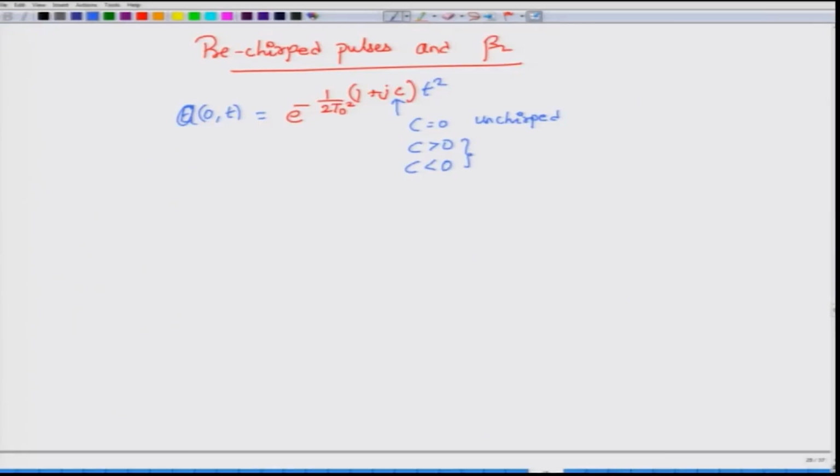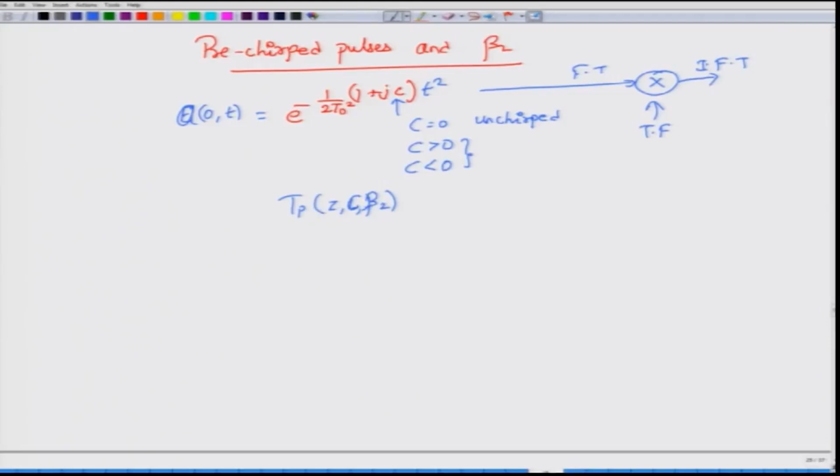The mathematical details are essentially the same. You have to take the Fourier transform of this one and then multiply the Fourier transform with the transfer function, and then you have to take the inverse Fourier transform. This is tedious, but I am not going to do that for you. The basic result of all these operations is that the pulse width Tp continues to depend, now in addition to z, also on the chirp parameter c and beta 2. Of course, the dependence on z and beta 2 we already knew.